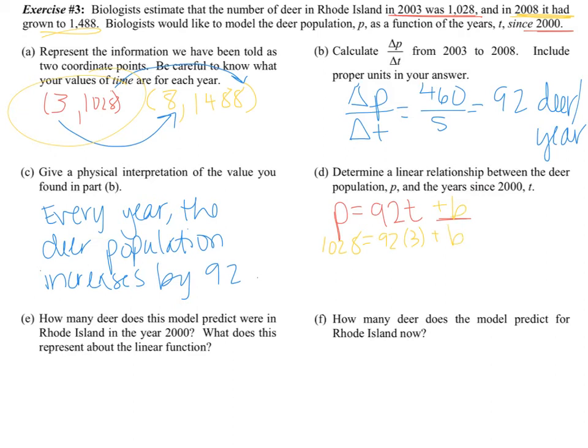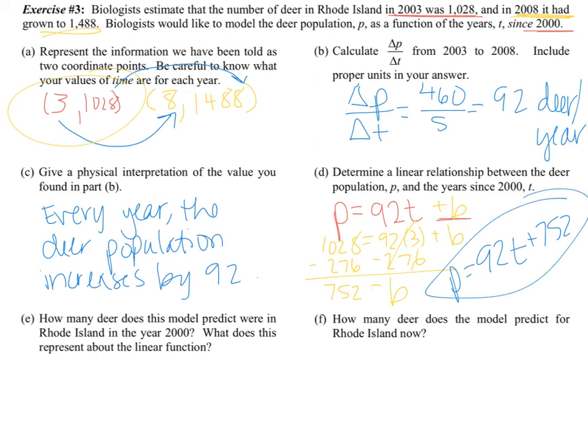So 92 times 3 is 276. So we're going to subtract 276 from both sides. And you get 752 equals B. So our equation is P equals 92T plus 752. So in the year 2000, there were approximately 752 deer. How many deer does this, well, I just answered that question. So approximately 752 deer, and it's the y-intercept.